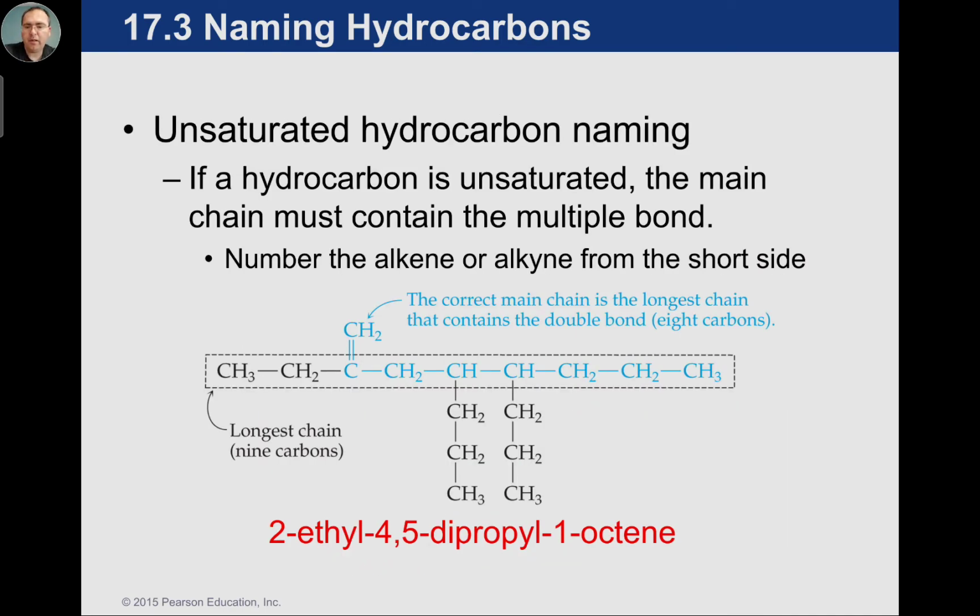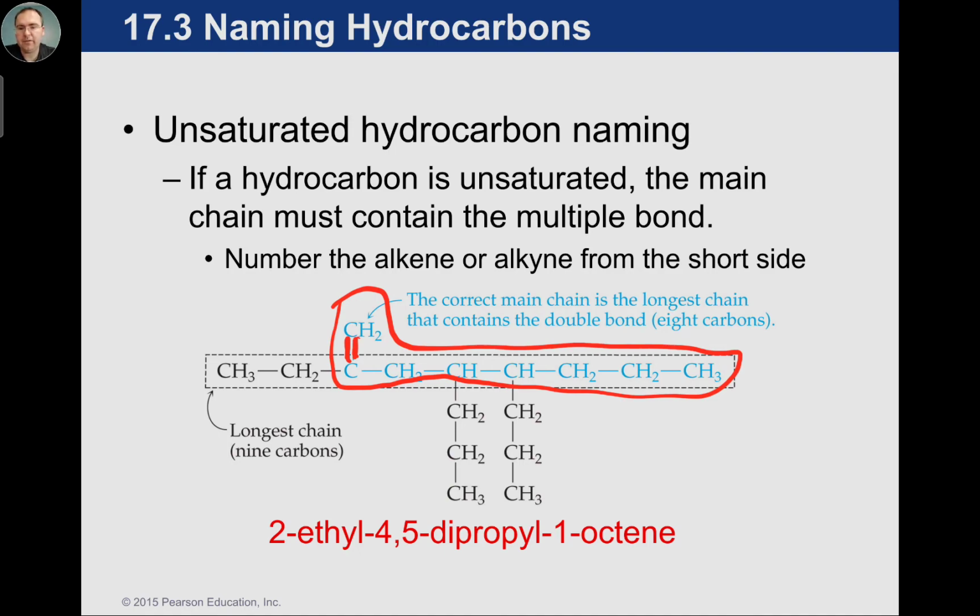Unfortunately, when we have a double bond, we have to use it in the longest parent chain, even if it's not the longest overall. So what we're seeing with this example here is that even though there's 9 across, it's the 8 that contain the double that actually matters, because it contains both sides of this double bond.